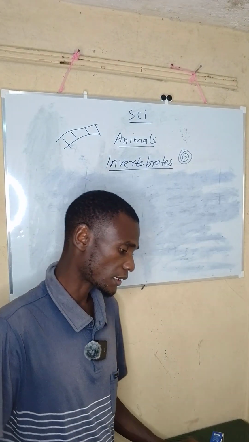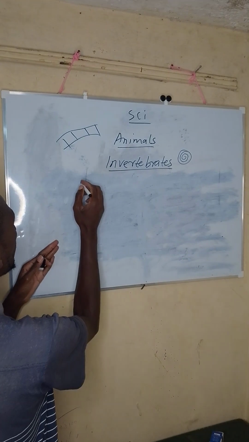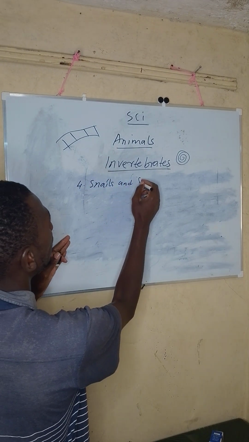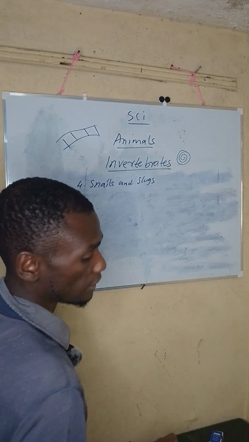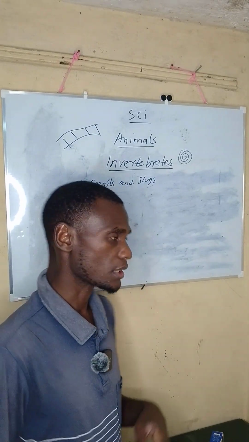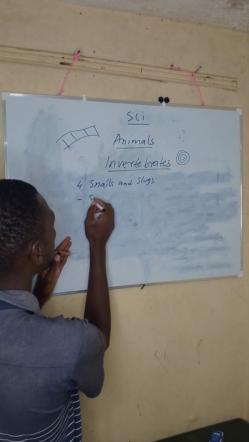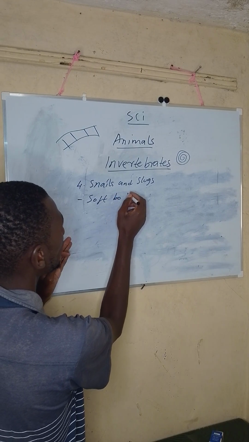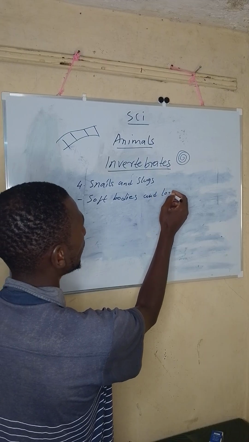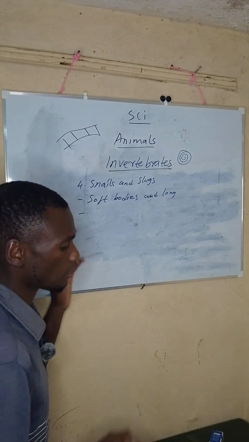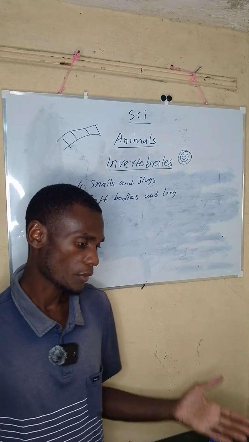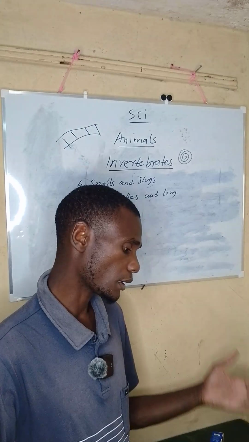Otherwise, their characteristics, snails and slugs, I think that is number 4. Snails and slugs. The first characteristic is that they have long and soft bodies. They have soft bodies, very soft and long. We call them soft-bodied animals.